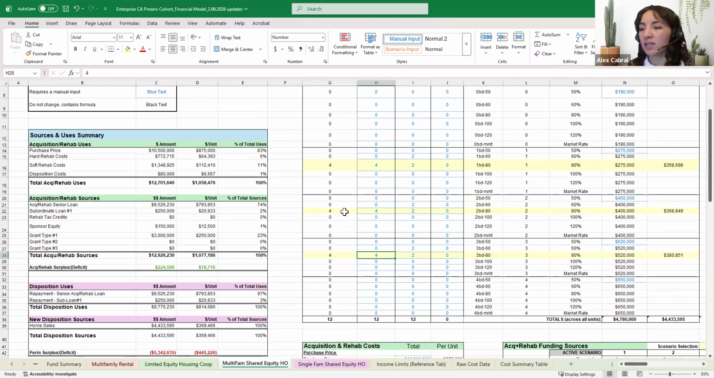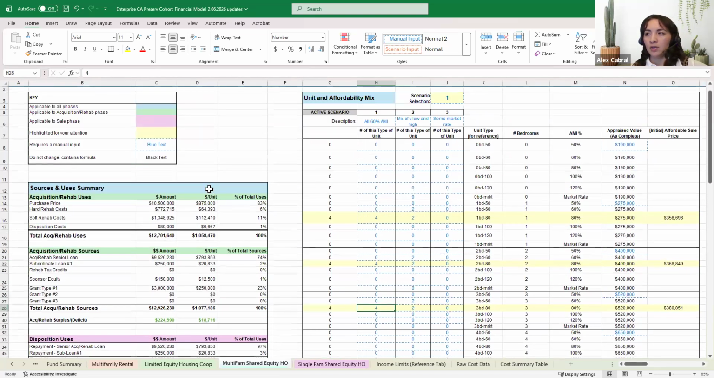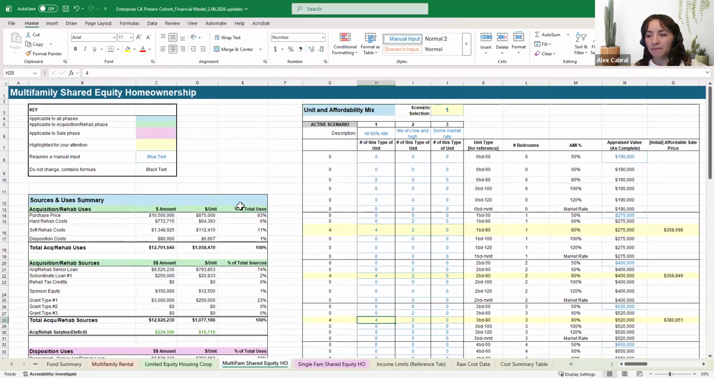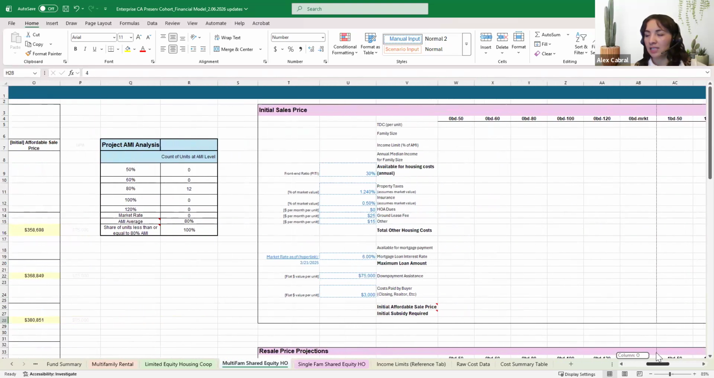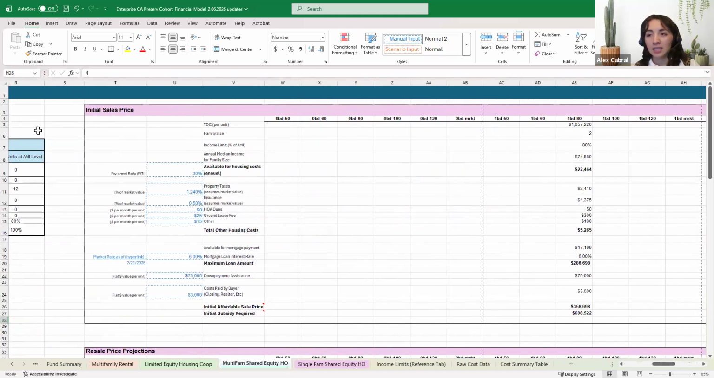But it also gives you the flexibility to put different costs in each scenario. So the difference between the shared equity homeownership pro formas and the rental pro forma exists in what I mentioned, the perm phase, or in this case, the disposition phase. And instead of an operating pro forma, we have the initial sales price.